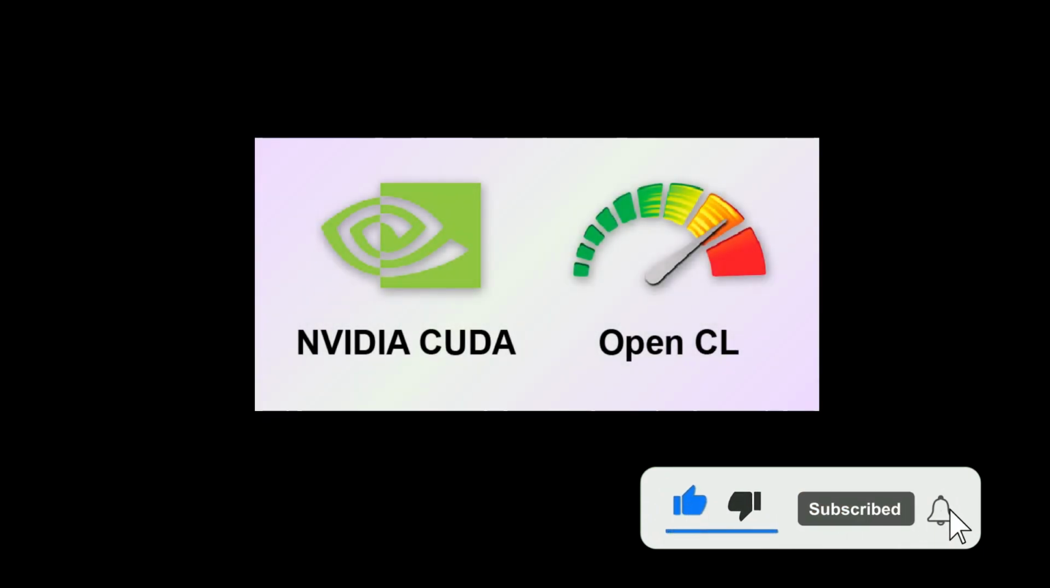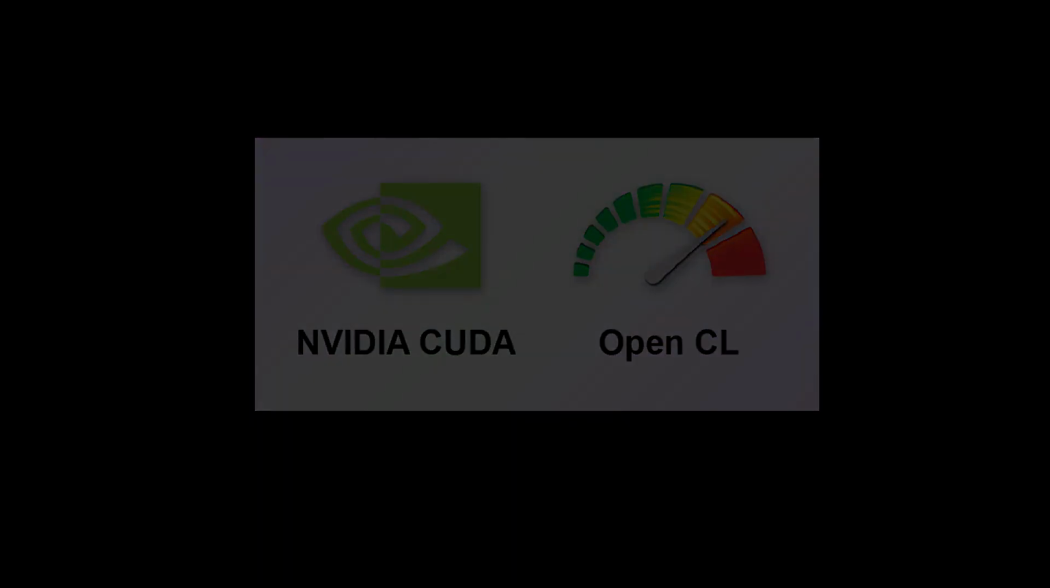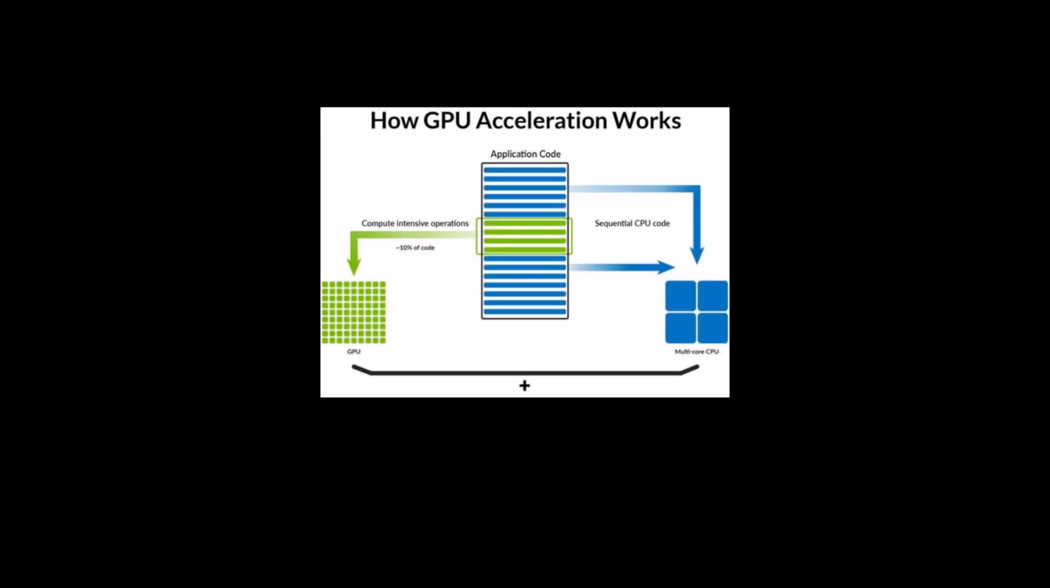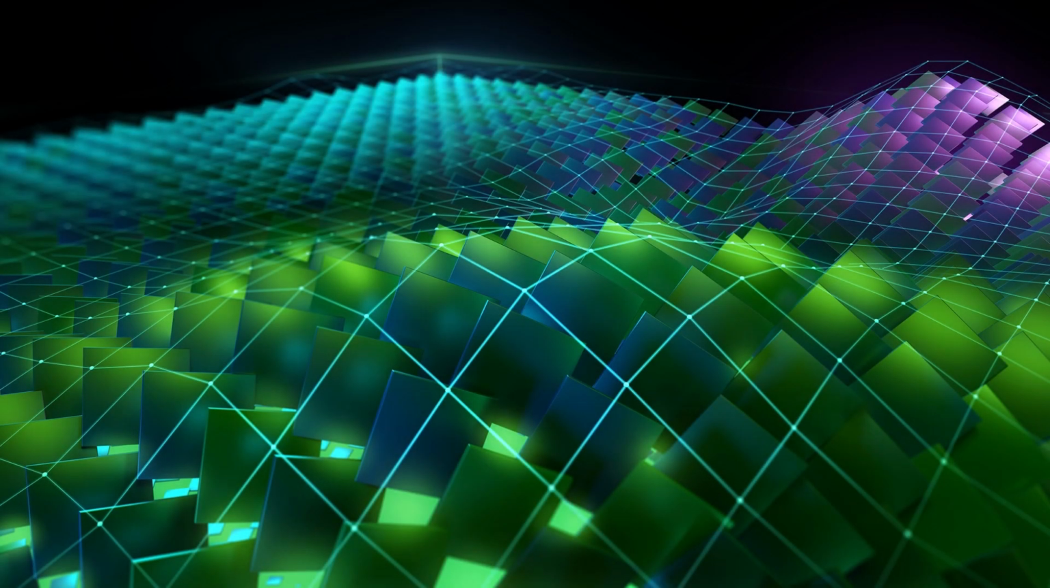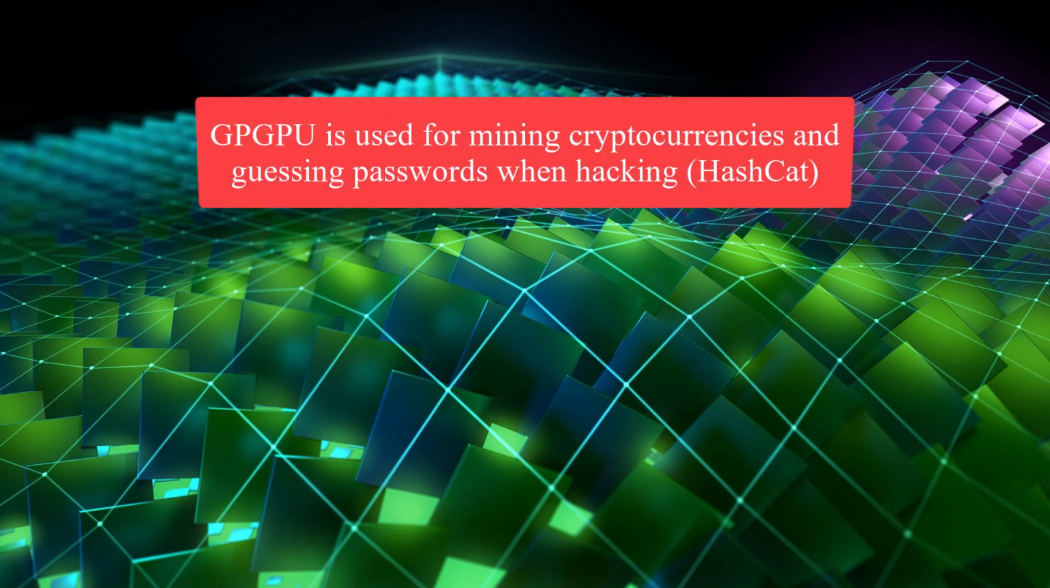CUDA with an Nvidia graphics card naturally works better. Calculations are not fully assigned from the CPU to the GPU. They are carried out in parallel, due to which the calculation speed is significantly increased. If the video driver is incompatible with the CUDA or OpenCL driver, only the CPU performs the calculations. Very often, the GPU is used for mining cryptocurrencies and guessing passwords when hacking. For example, using the popular Hashcat program, included in Kali Linux.